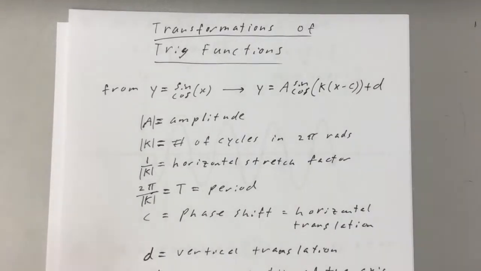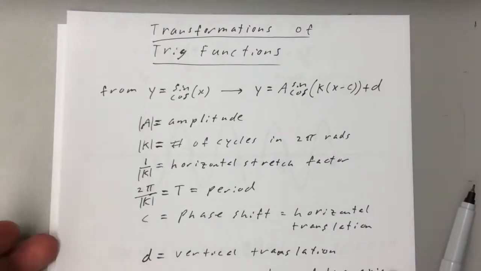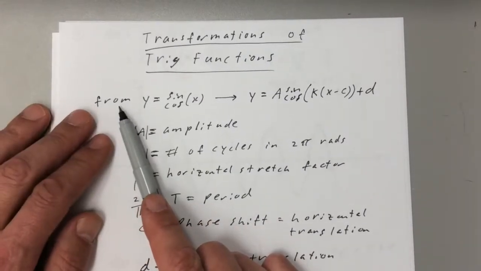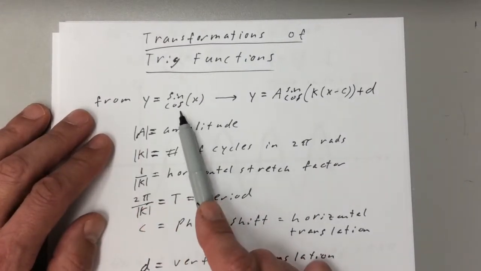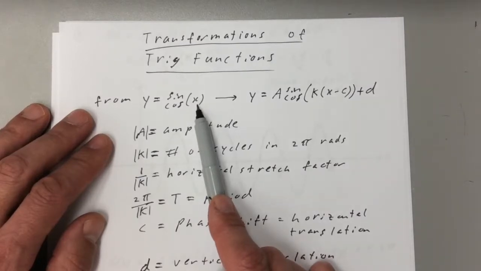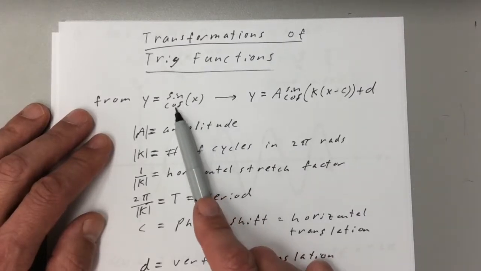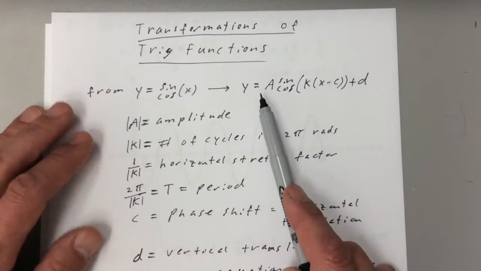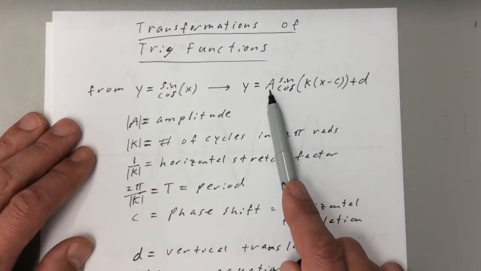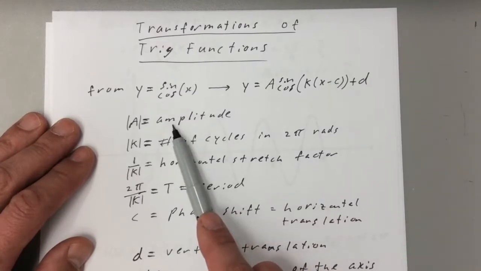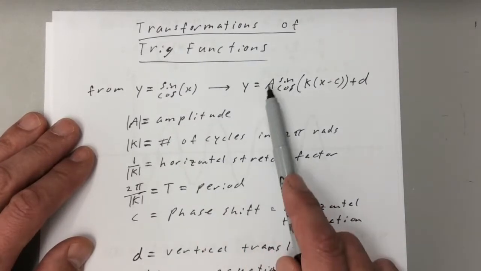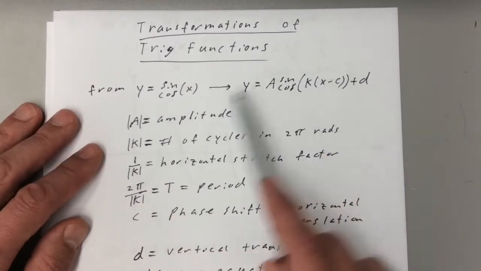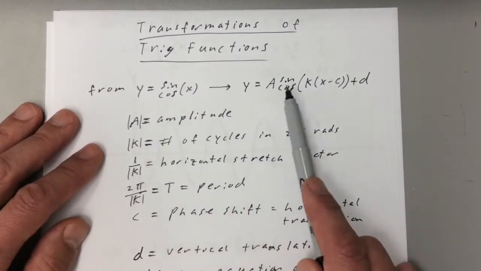All right, now we're going to look at transformations of trig functions. We're going to transform from y equals sine or cosine of x. A lot of the properties are the same, so that's not sine divided by cosine, that's sine of x or cosine of x. So in this case, you've got a out in front. The absolute value of that is the amplitude. So a can be a negative number, which means a vertical flip, but its amplitude is always positive. So you take the absolute value.